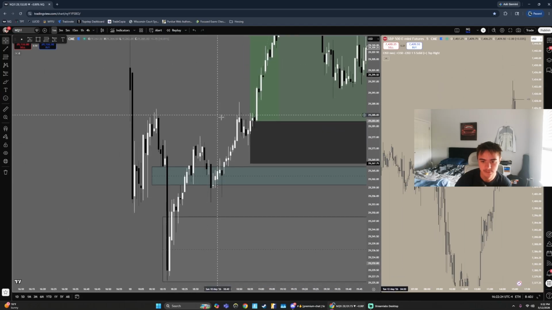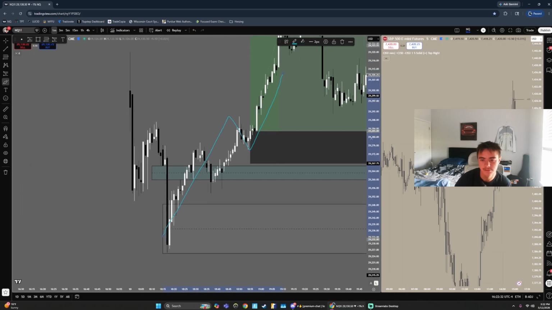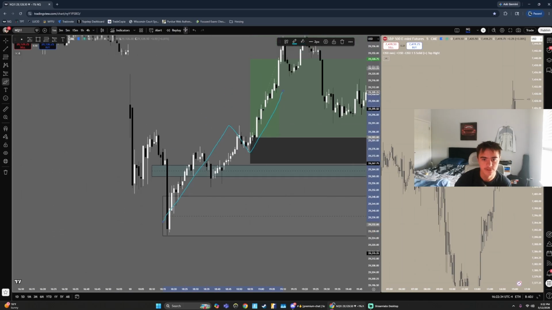So what do I see here? We see candle closure coming above. So see this, see this, see this, right? Continuation. Very, very simple.